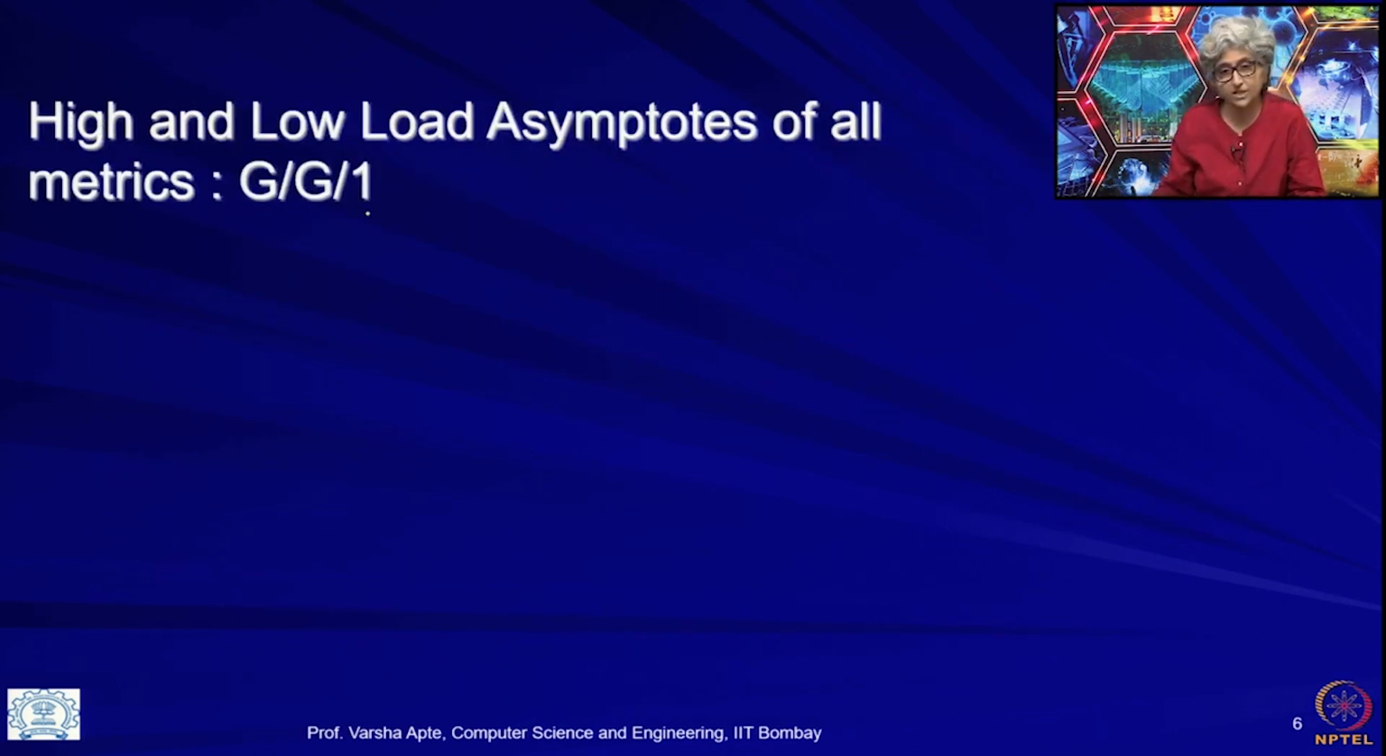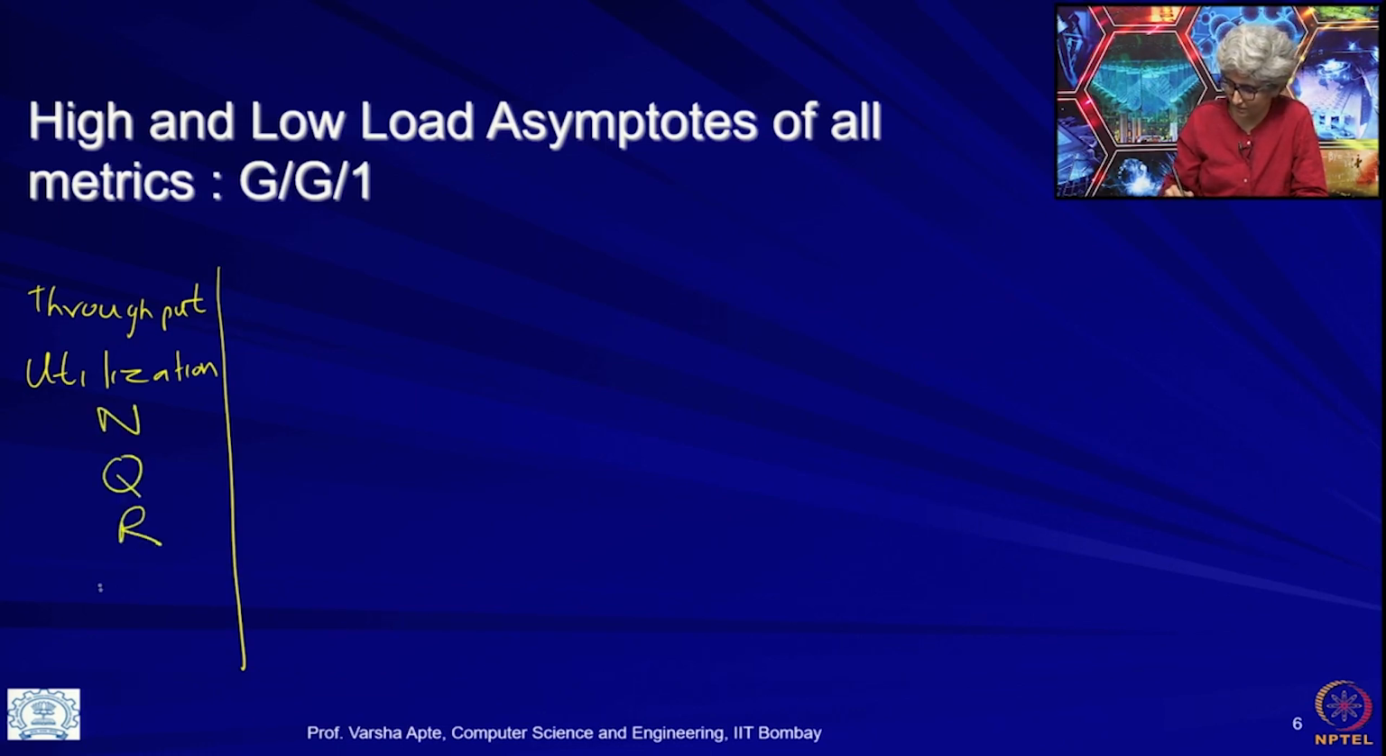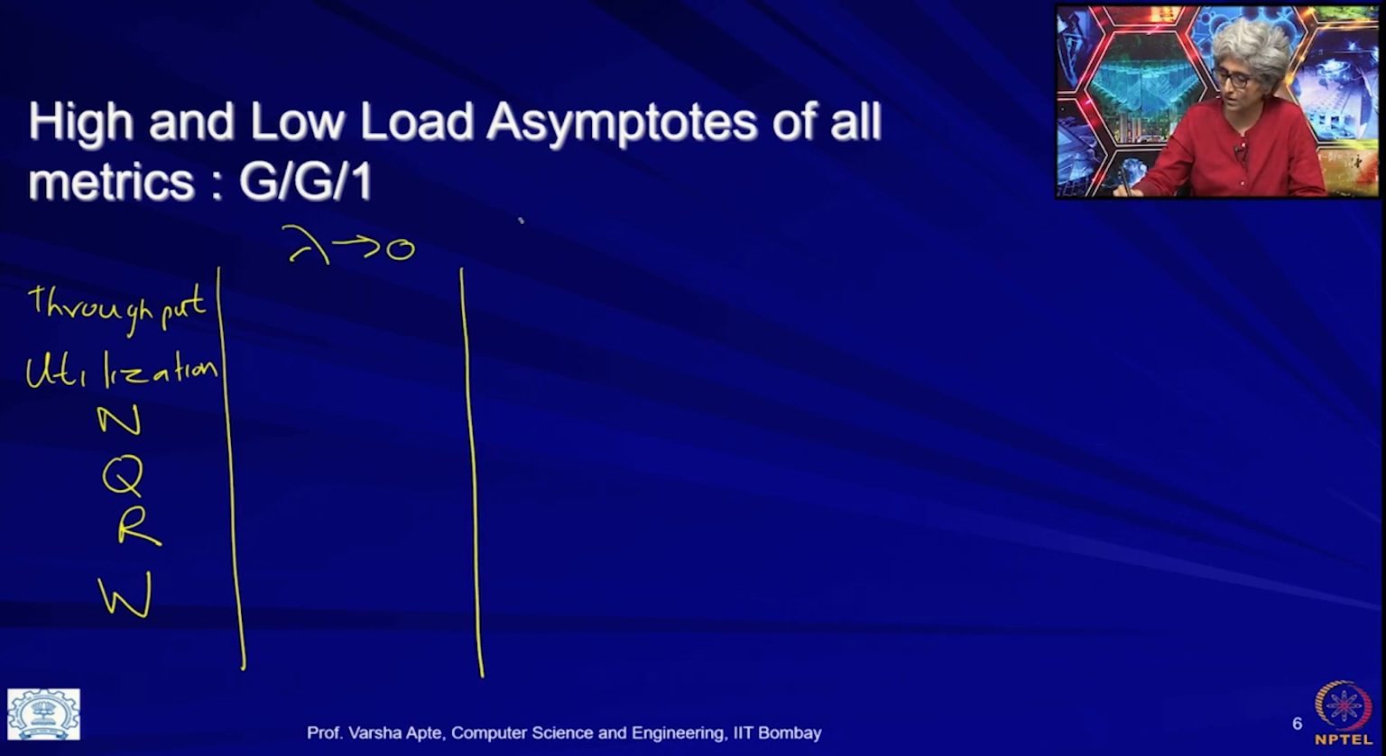So, GG1, infinite buffer, single server. Let us talk about what happens to first throughput, then utilization. We will also talk about number in system, number in queue, and response time and waiting time. All these we will talk about. Let us talk about throughput first, and what we will do here is fill a table. One is lambda going to 0, one is lambda going to infinity. So, this is the low load, this is the high load.